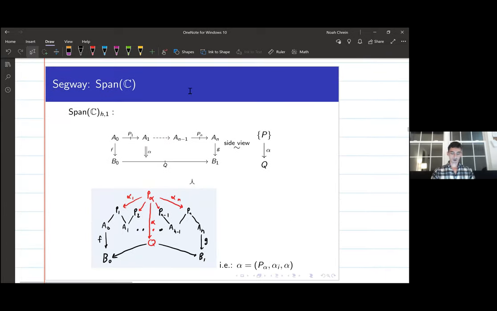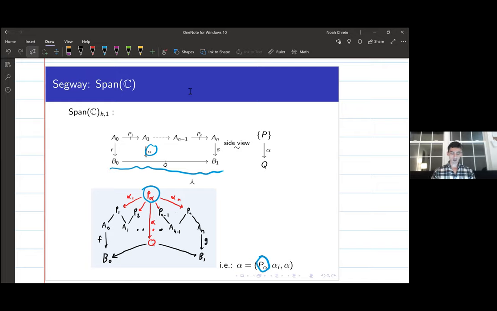Okay, so let's talk a little bit more about spans. So again, here is a cell in this simplicial virtual double category. In order to talk about what alpha actually is, the data of alpha, I need to provide for you a pullback, a stand-in for the pullback. And that's going to be information included with alpha.